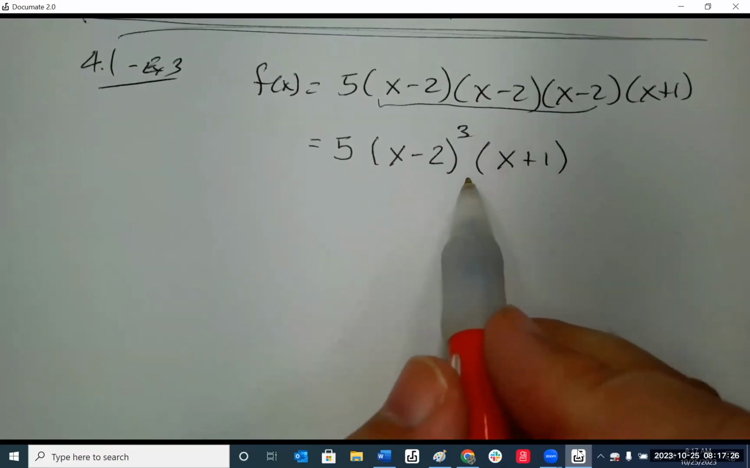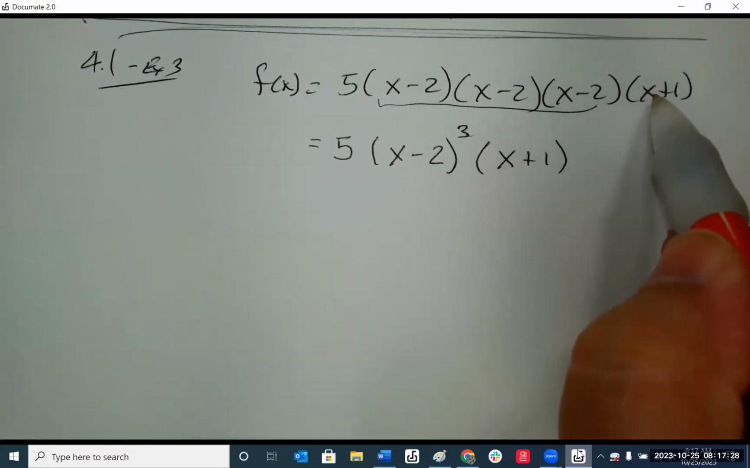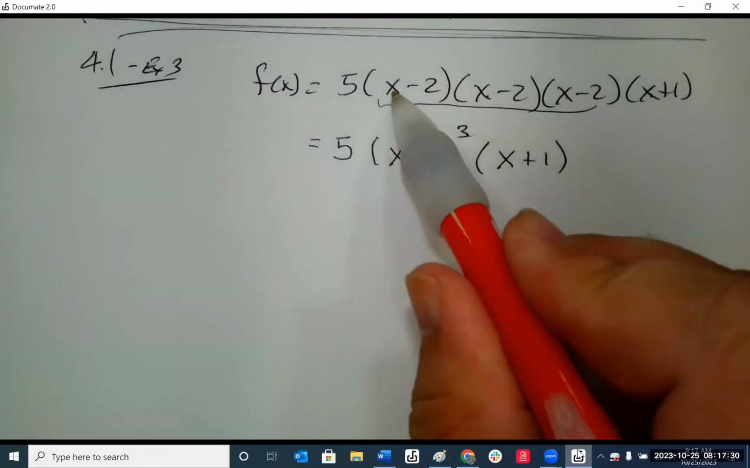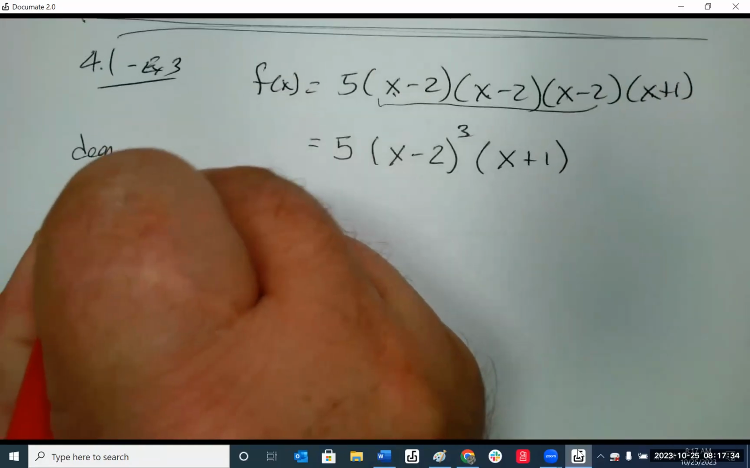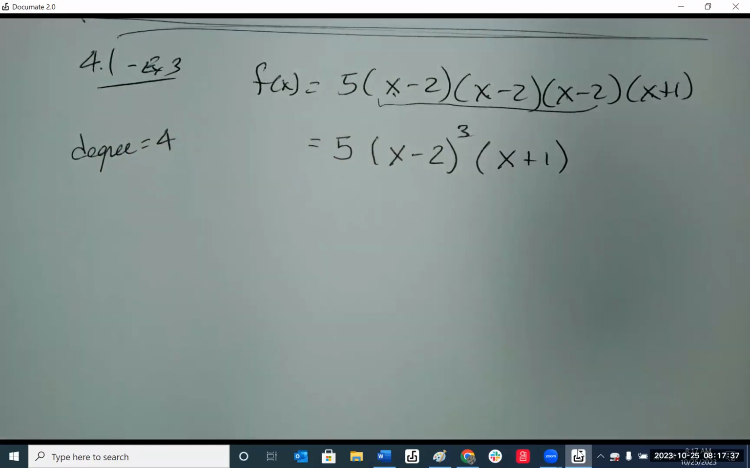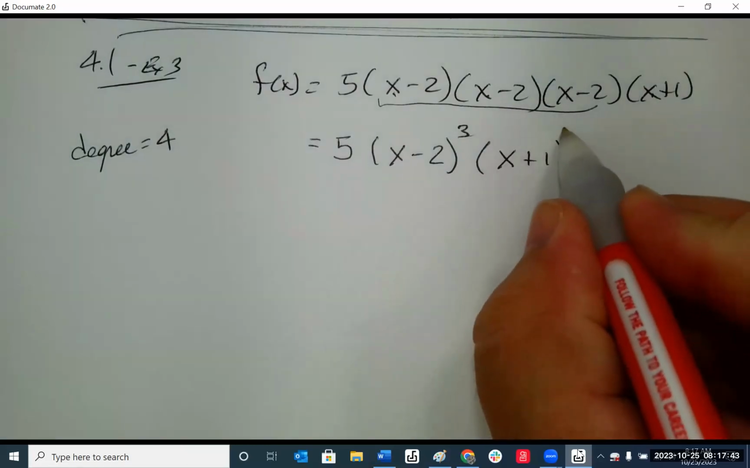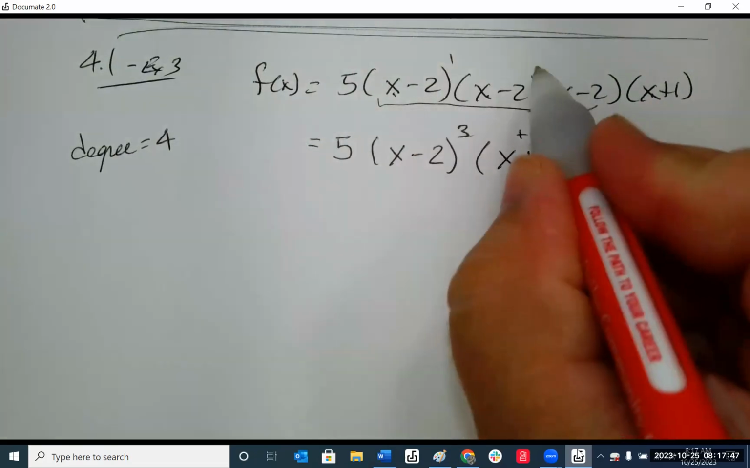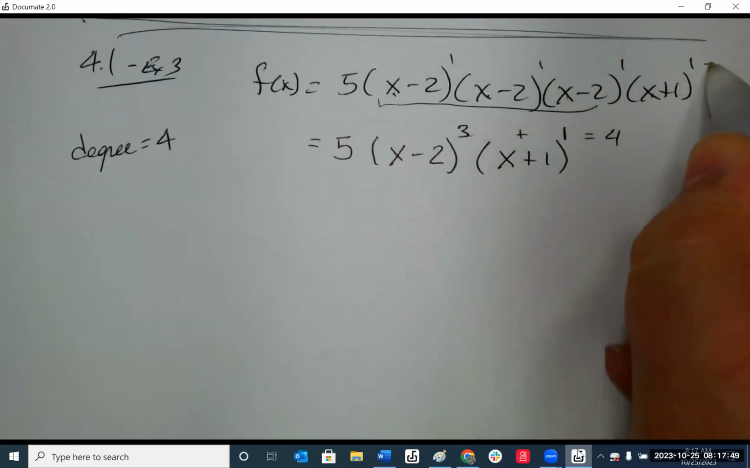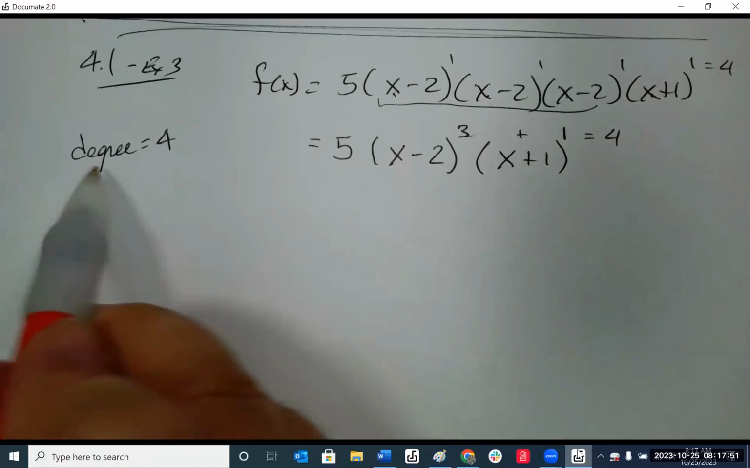So what this tells us, even though we have 4 x's in the equation, is that our degree is 4. The degree is the number of x's you have, that's the exponents. And if we add these, 3 plus 1 is 4. 1 plus 1 plus 1 plus 1 equals 4. So that's how we know our degree is 4.